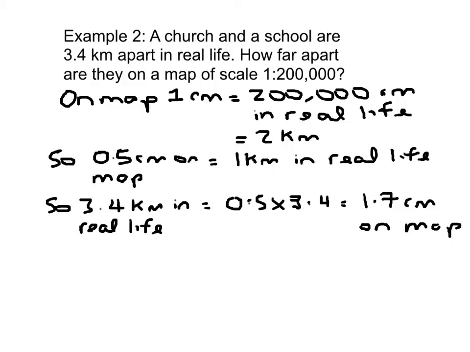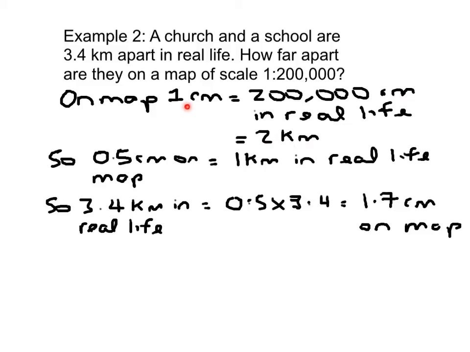As a further example of finding distances on a map, let's think about example number 2. We've got a church and a school. We're told they're 3.4 kilometers apart in real life, and we want to know how far apart they are on a map whose scale is 1 to 200,000. So again, if we just understand what this scale means, it means 1 centimetre is the same as 200,000 centimetres in real life. But that's the same thing as 2 kilometres.